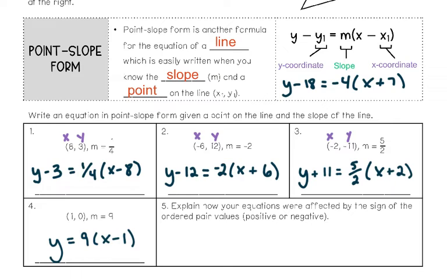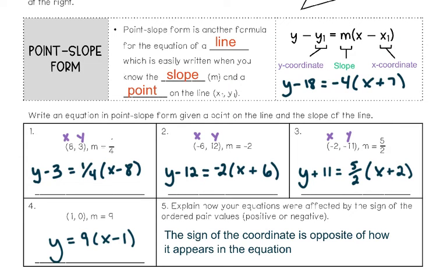So just a quick check-in. In your own words, explain how your equations were affected by the sign of the ordered pair values, whether they were positive or negative. Basically, in point slope form, the sign of the coordinate is opposite of how it appears in the equation. So that's just something to keep in mind as you go through these.